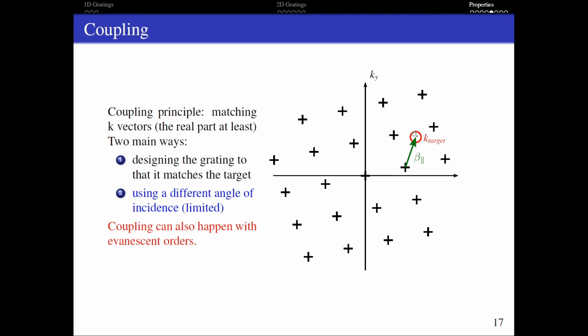Of course, this doesn't only have to work with propagative orders, it can work with evanescent orders, which is exactly the Kretschmann configuration, because we are matching the 0-0 order in the Kretschmann configuration with the K of the plasmon. And this is why it works, this is why we have coupling.